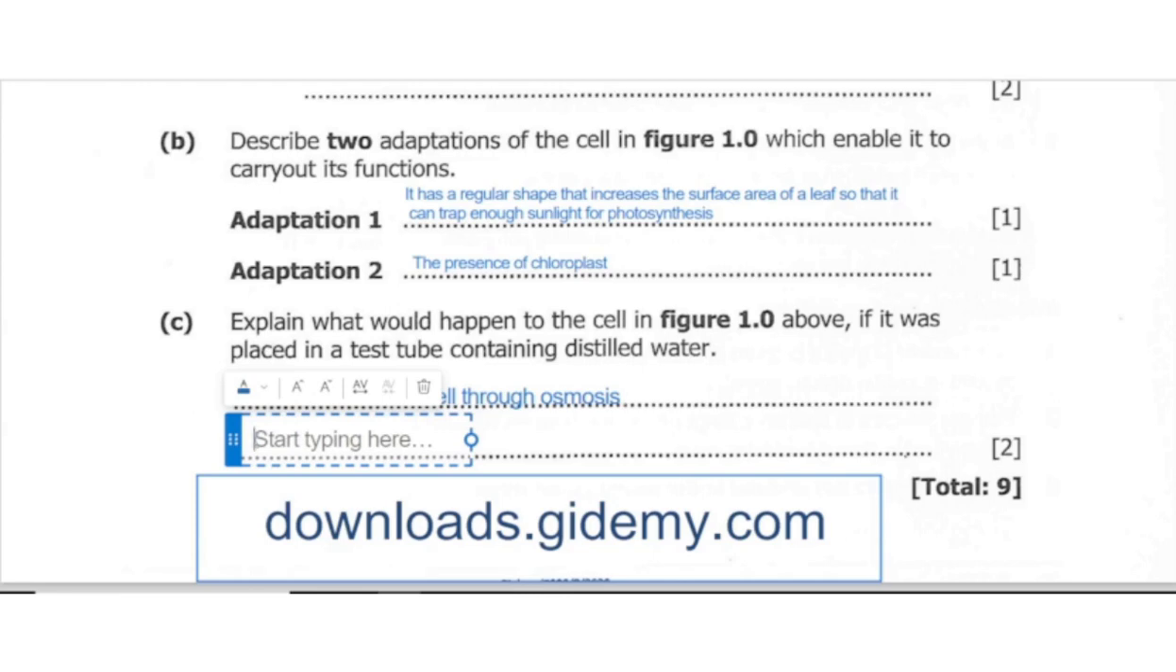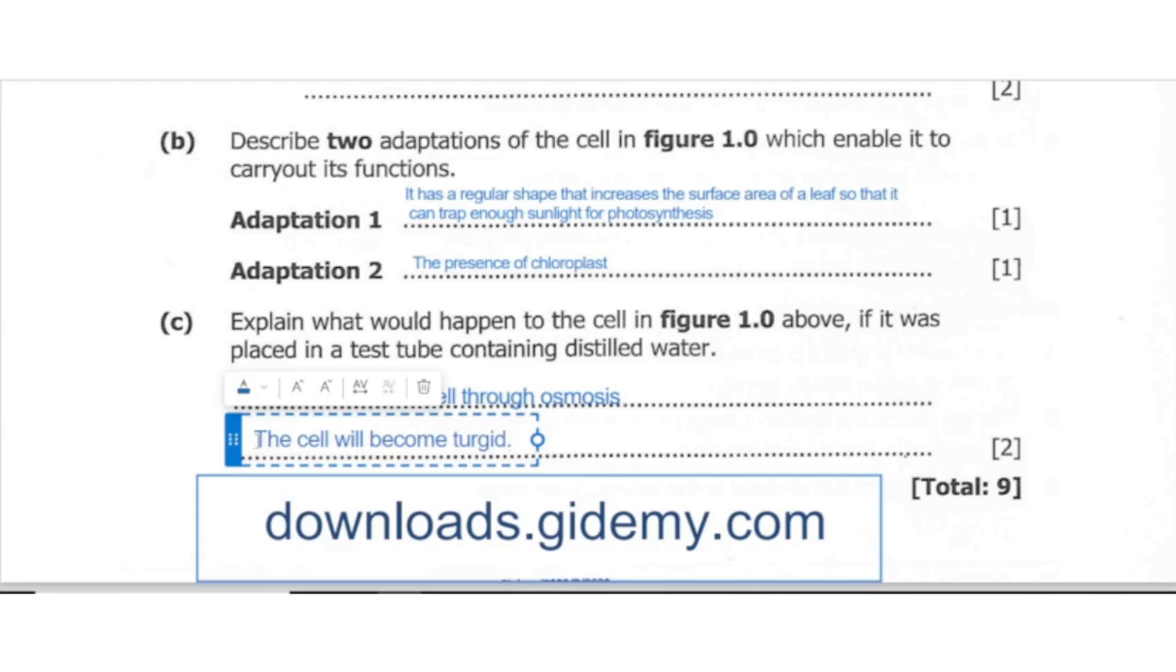So we can say the cell will become turgid. The cell will become turgid. That means the cell is going to become bulged. It is going to have a lot of water inside and become turgid.